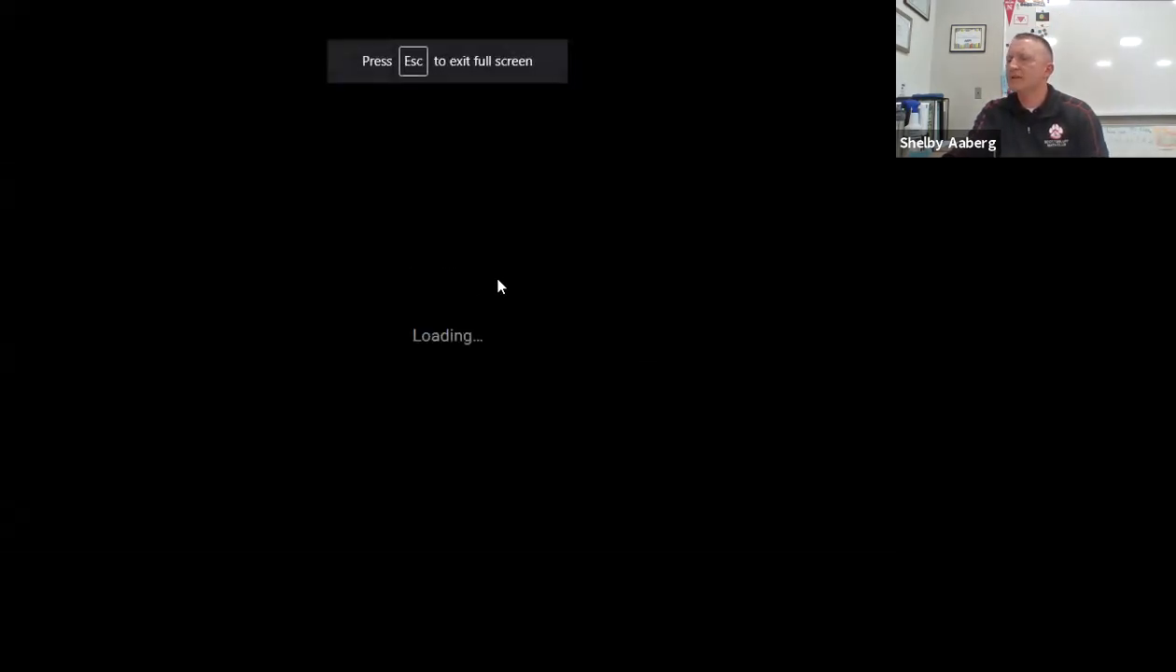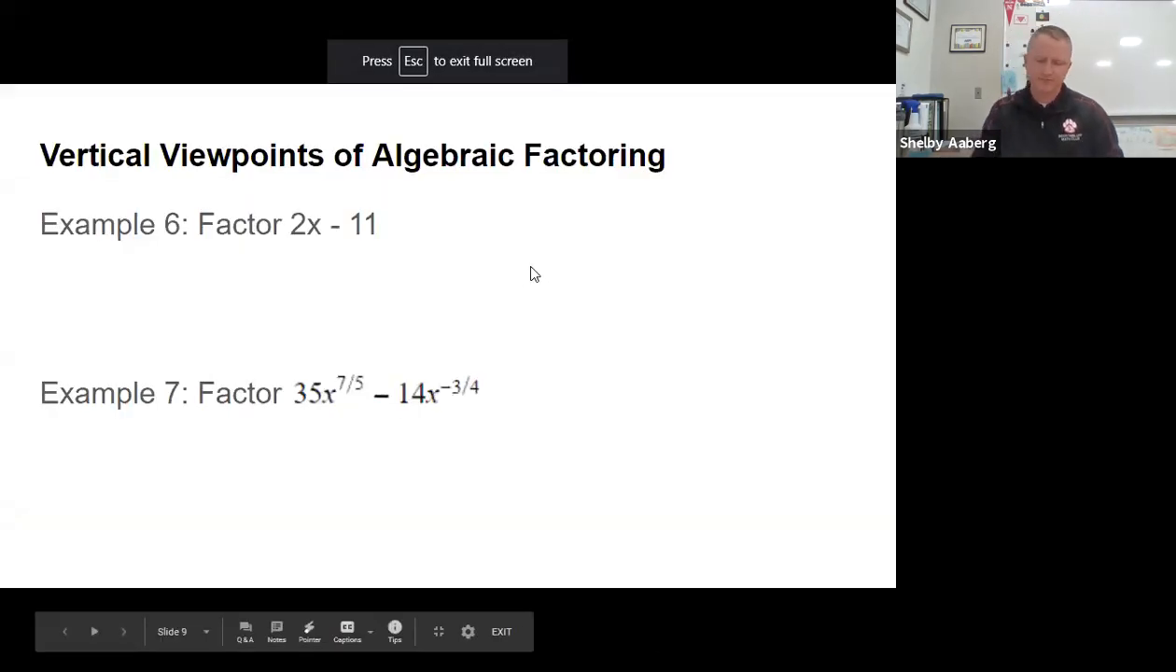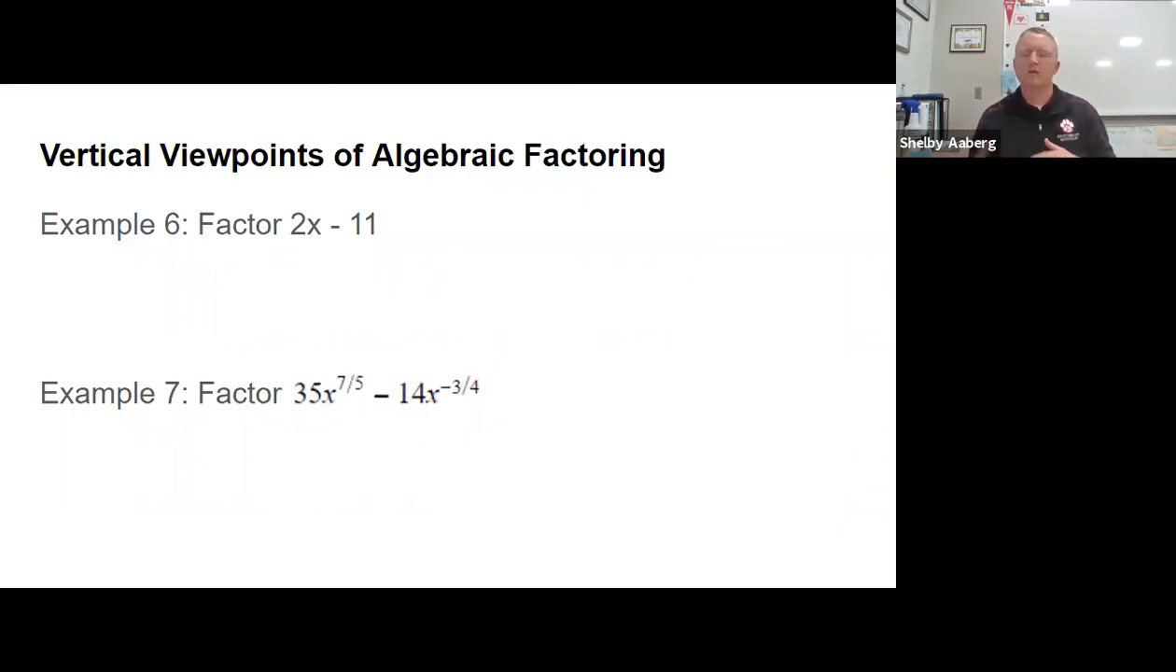So the next problem I have for your consideration takes a vertical view of, as a teacher of calculus, what do I wish the algebra teachers were doing in those Algebra 1 and Algebra 2 classes? What do I wish they were emphasizing? One of which would be this first example, which seems counterintuitive. So if I sent you out on this hunt and said factor 2x minus 11, what would you do?